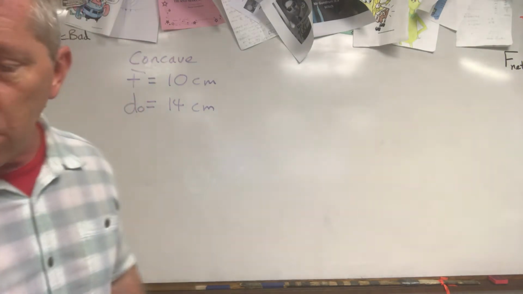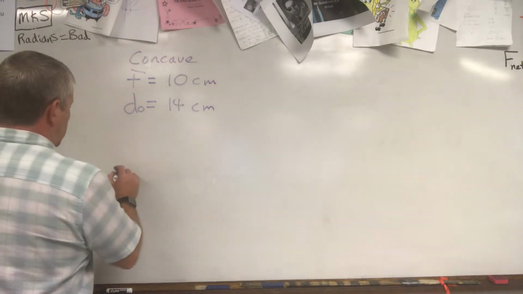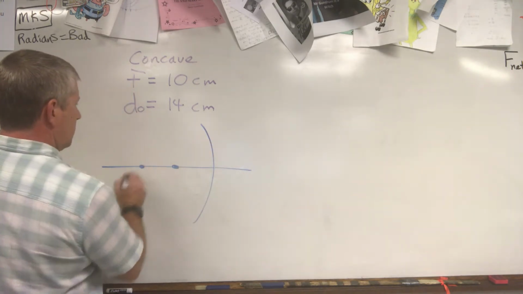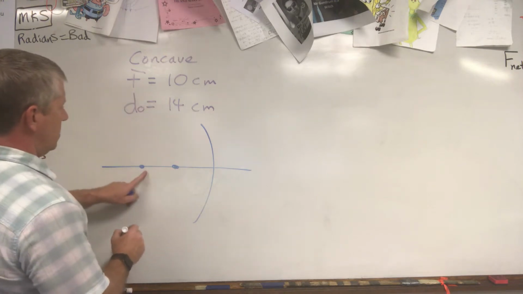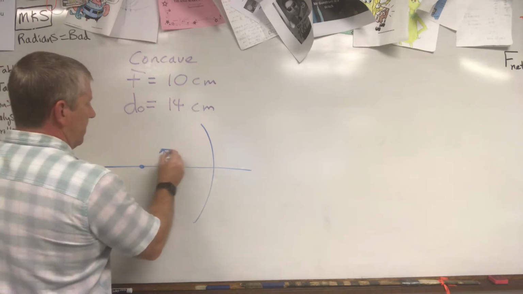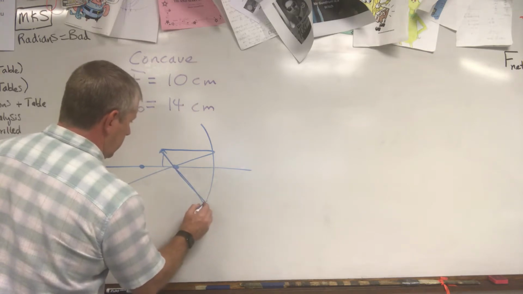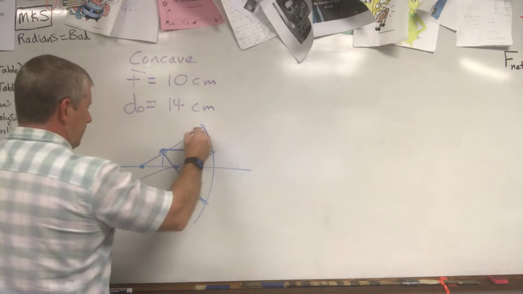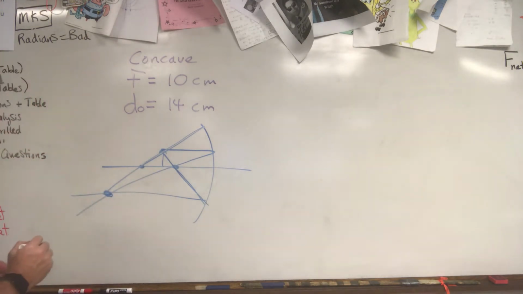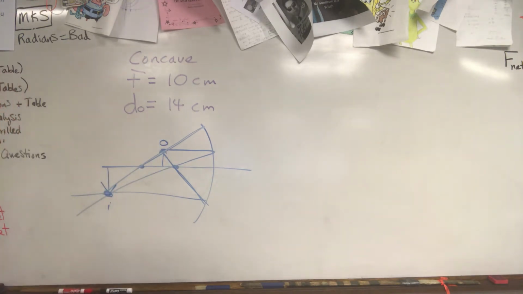Now, like I said, I like to draw these out quickly to visualize what's going on, and I would hope that you would do that too. So, principal axis, draw a curvy curve, F, C. F is 10, so C is 20. DI is 14, DO is 14, so it's about there. And then I'd go parallel, focus, parallel, and then through the center of the curvature, something like that. And we end up getting an object, or an image about there. And I draw that out quickly and I go, okay, all right.